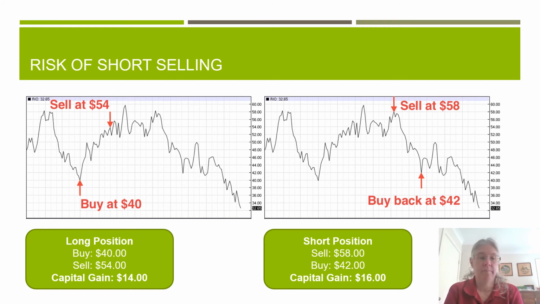So here we are, we buy at $40. We're expecting the price to go down, but it actually rises to $54. So the long position, that would be a gain of $14, and we'd be very happy. Here is our short position where we're selling at $58 and the price dropped, so that's what they were hoping for. So they've got a capital gain of $16.